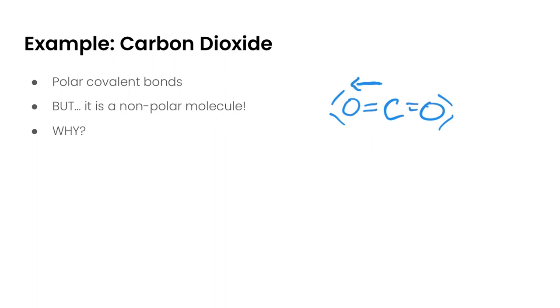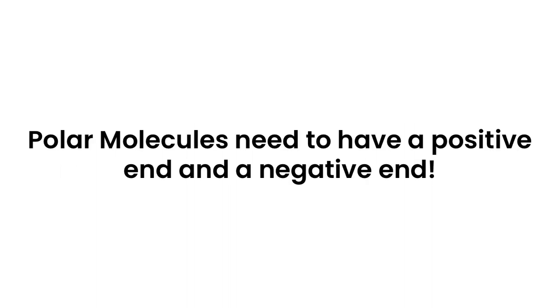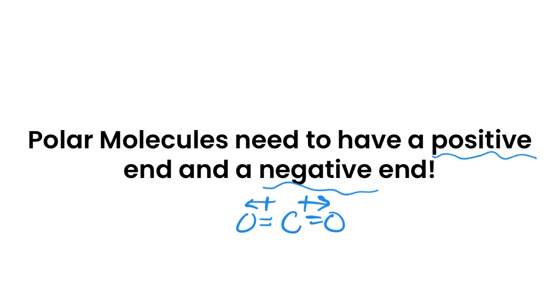If we draw in bond dipoles, they point towards the oxygen because the oxygen is more electronegative. So it has polar covalent bonds, but overall it's nonpolar. So why is this the case? Well, polar molecules need to have a positive end and a negative end. And if we look again at our carbon dioxide molecule, bond dipoles are pushing both out towards the oxygens.